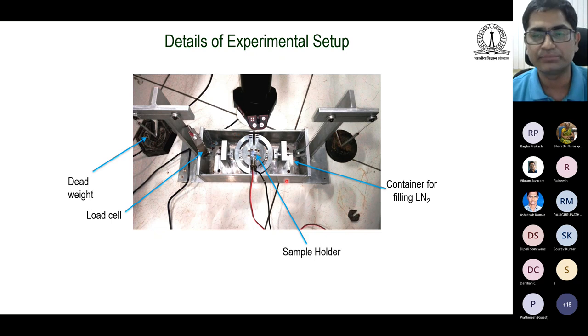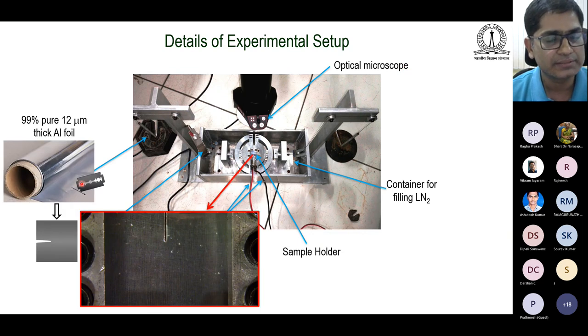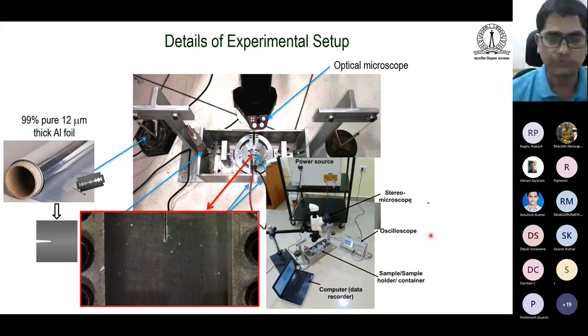This container is made of aluminum, and it has a very important role, because in a lot of our experiments we had to fill the whole container with liquid nitrogen so that we can keep the temperature of the sample low. If we don't put in this liquid nitrogen, then we see some interesting effects on the film simply because the temperature is very high. These are electrical connections. Then, of course, we want to see as we do the experiments, so we have an optical microscope. This is our sample, which is 99% pure, about 12 micrometer thick aluminum foil. We create the notch just by using a razor, and this is our notch. And this is how the whole setup looks.